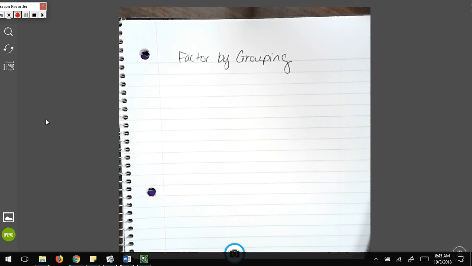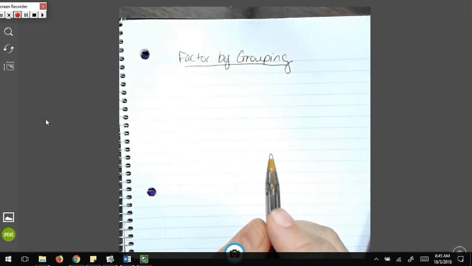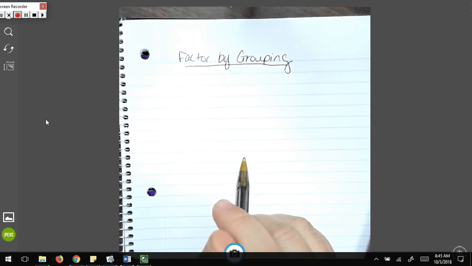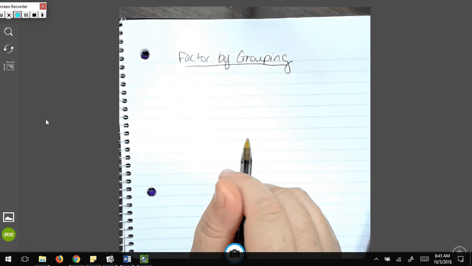Okay, so factoring by grouping. This is hopefully the way that you factor a trinomial, which will make it a lot easier. But let me run you through a couple examples.